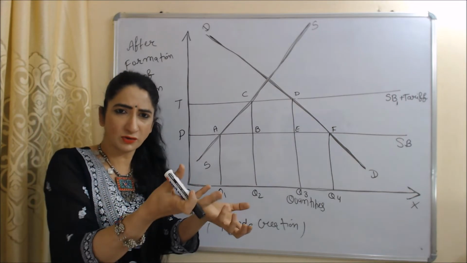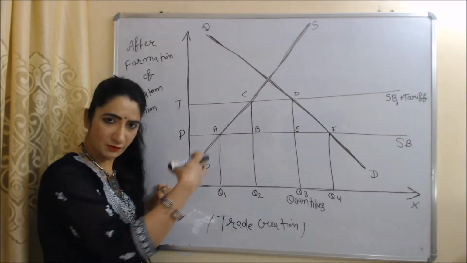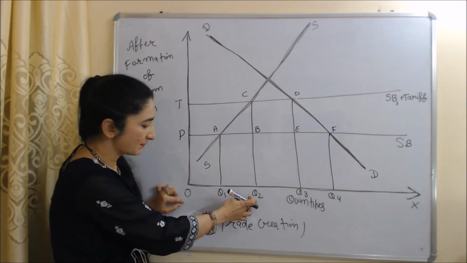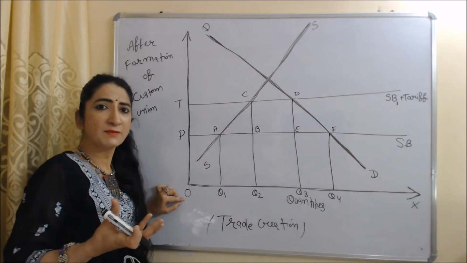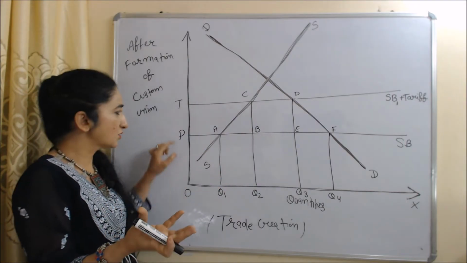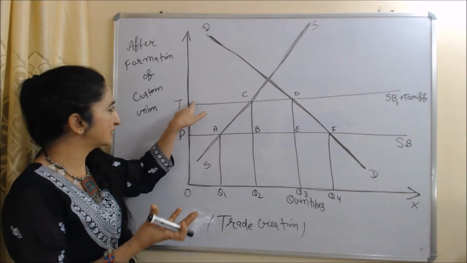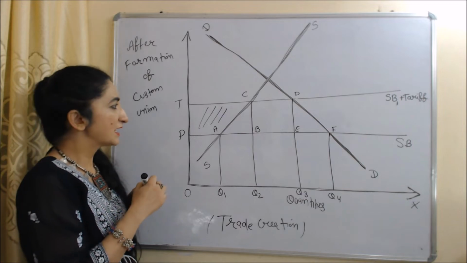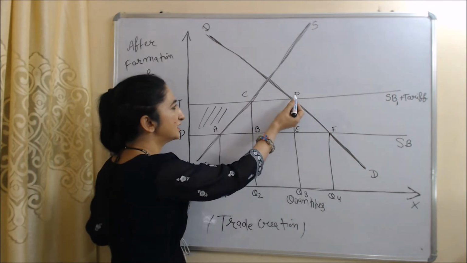Why does it include the loss of producer surplus? Because production has reduced. You can see earlier, before the formation of the customs union, production was OQ4, but now production is OQ1. When production reduces, obviously producers bear some loss. So the loss of producer surplus is equal to PACT. This area is the producer surplus loss.